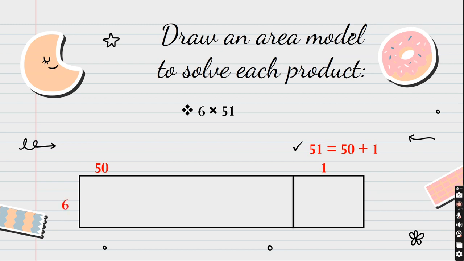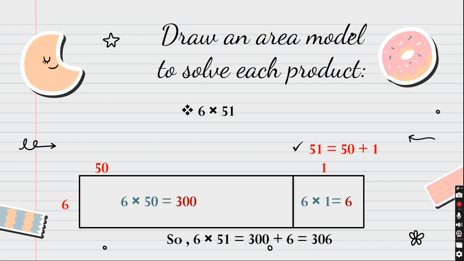So we divide the area in two parts. One part 6 times 50 equals 300 and another part 6 times 1 equals 6. Then we add the products. 300 plus 6 equals 306. So 6 times 51 equals 306.